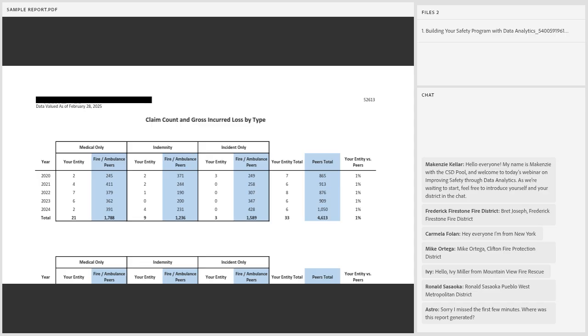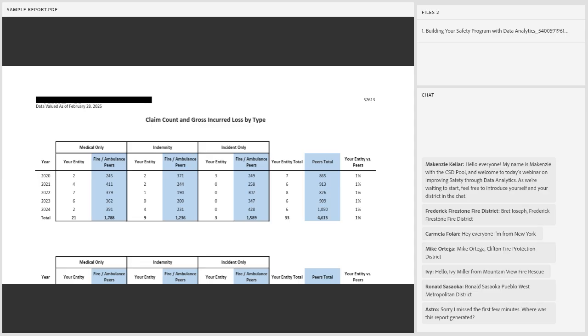Medical only claims can also escalate into indemnity claims if the injury isn't treated properly or quickly. That's why early intervention and timely care are so critical, not just for employee well-being, but for controlling workers' comp cost.